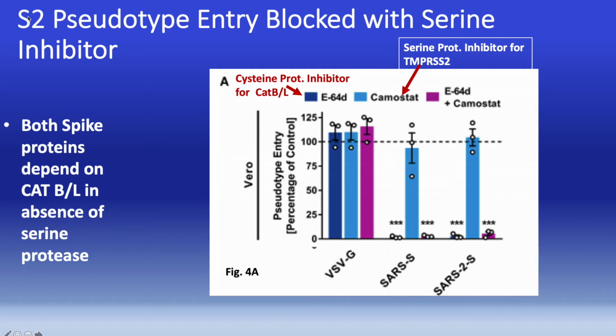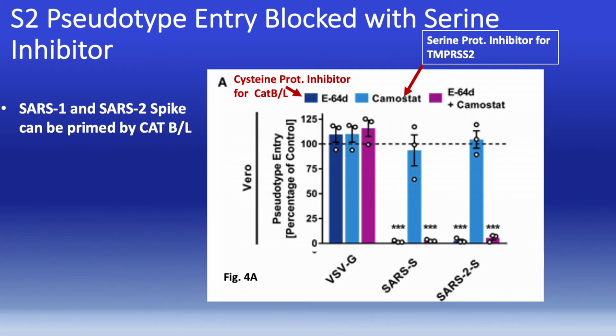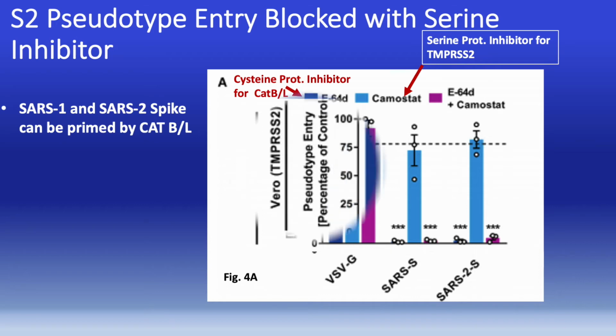In addition, adding the Camostat drug, the serine inhibitor, on top of the cysteine inhibitor did not further reduce pseudotype entry. This demonstrates that both SARS-1 and SARS-2 spike protein can in fact be primed by CATBL, the cysteine protease, especially in the absence of TMPRSS2, the serine protease.